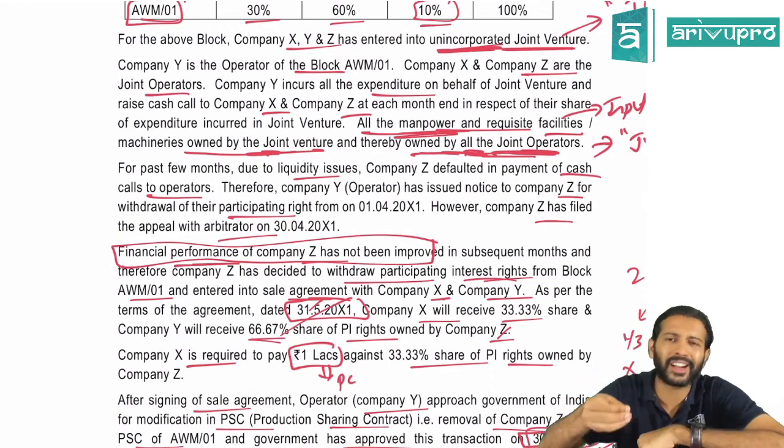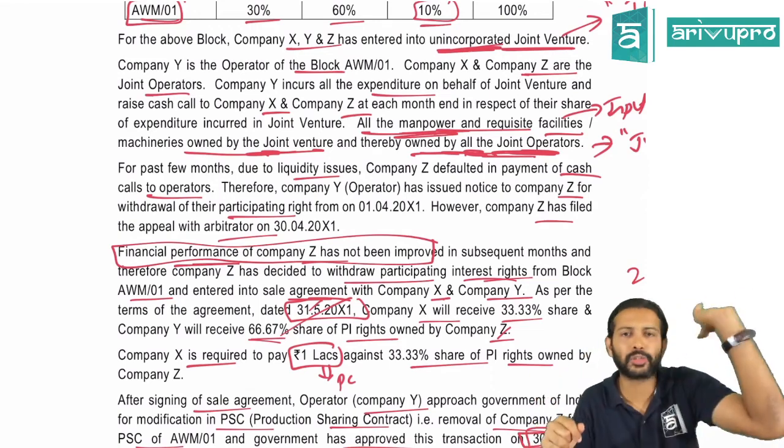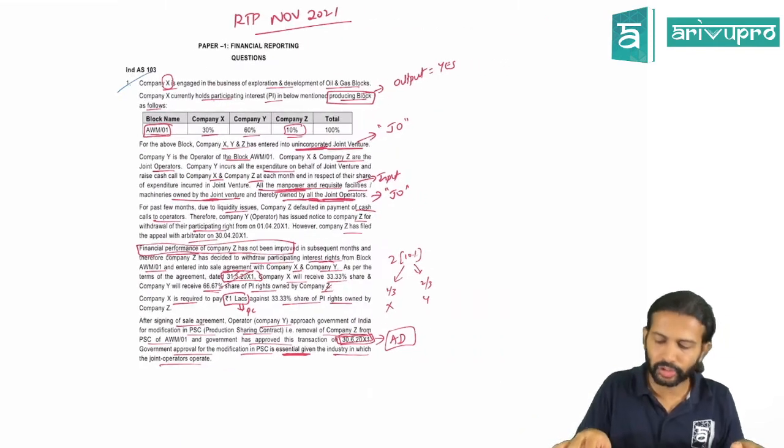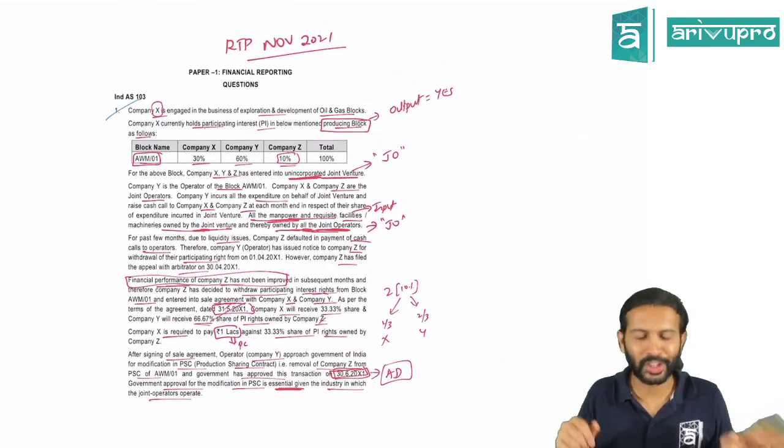And if there is any acquisition cost that came because of this, transfer it off to P&L. That's the crux of this particular question. Hope this concept is clear for you.